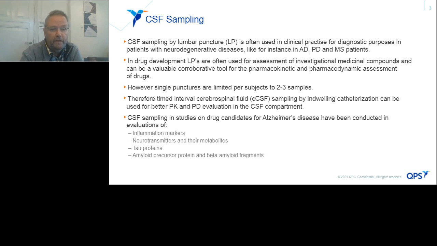However, single punctures have limitations because you can only do two, up to a maximum of three, samples per volunteer or patient. Therefore, interval cerebrospinal fluid sampling by indwelling catheterization can be used for better PK and PD evaluation in the CSF compartment. CSF sampling studies on drug candidates for Alzheimer's disease have been conducted in evaluations of inflammatory markers, neurotransmitters and their metabolites, tau proteins, and of course amyloid precursor protein and beta amyloid fragments.